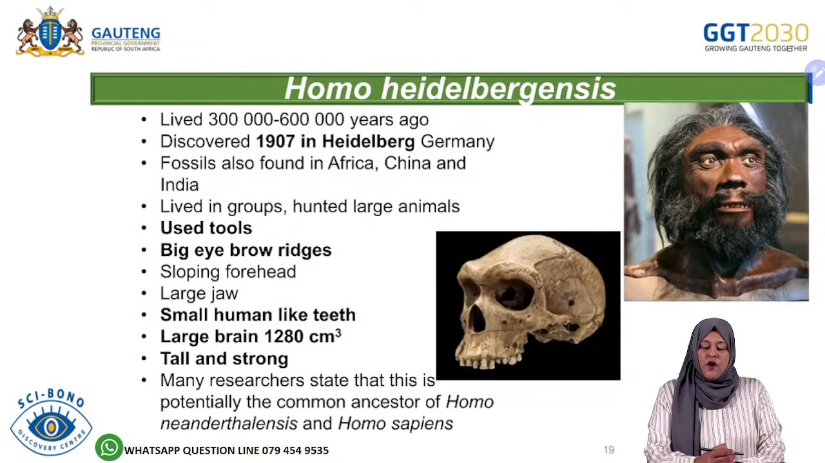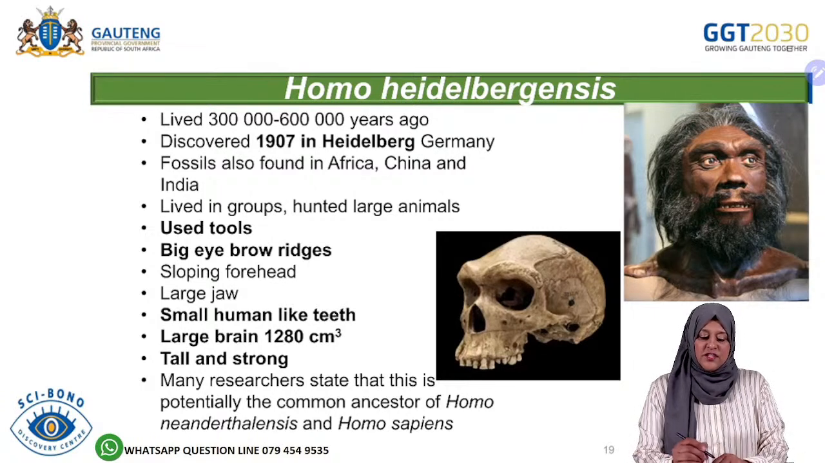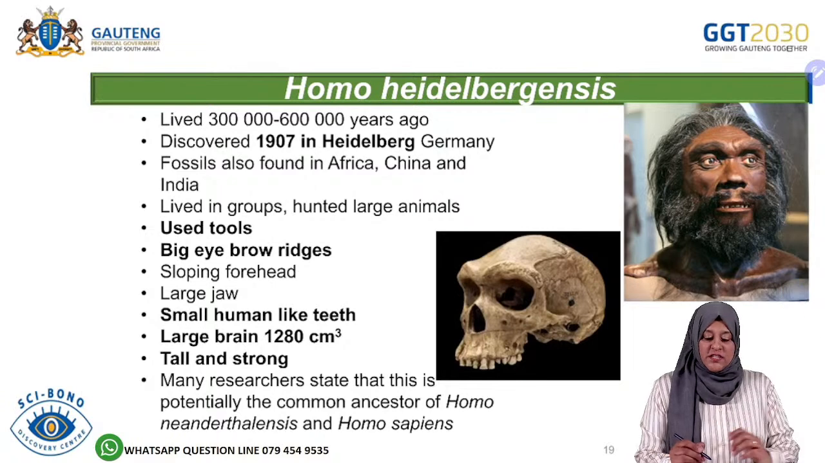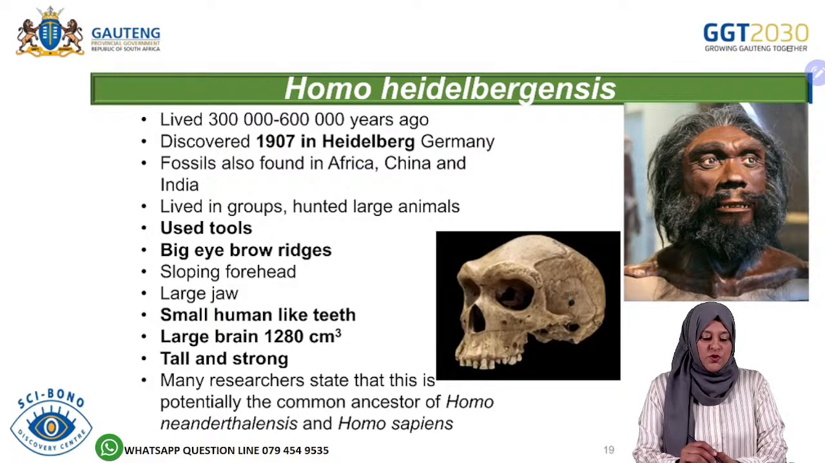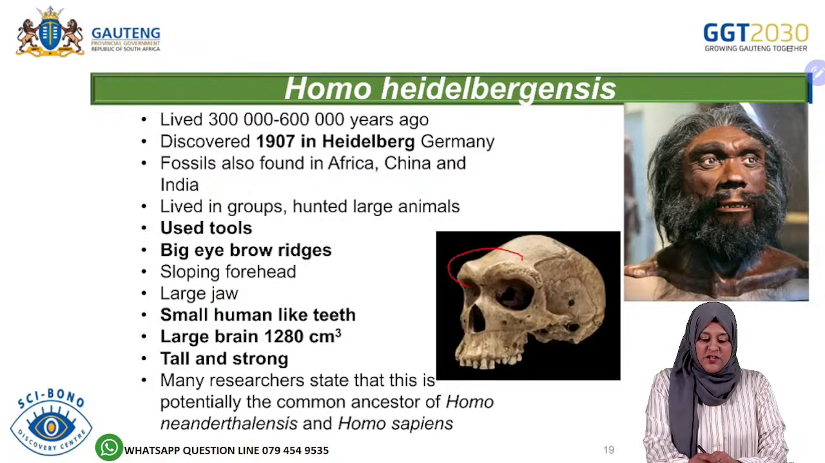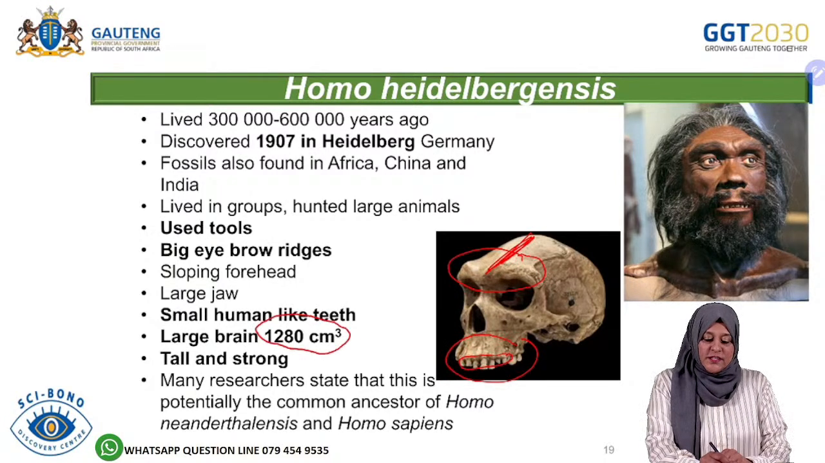Right, we now come to Homo heidelbergensis, that lived 300 to 600,000 years ago, discovered in 1907 in Heidelberg in Germany. Fossils also found in Africa, China, and India. So they ventured into those areas. They lived in groups. They hunted large animals. They used tools. They had big eyebrow ridges. They had a sloping forehead here, large jaw. Okay, small human-like teeth though, and a large brain size of 1280 centimeters cubic.